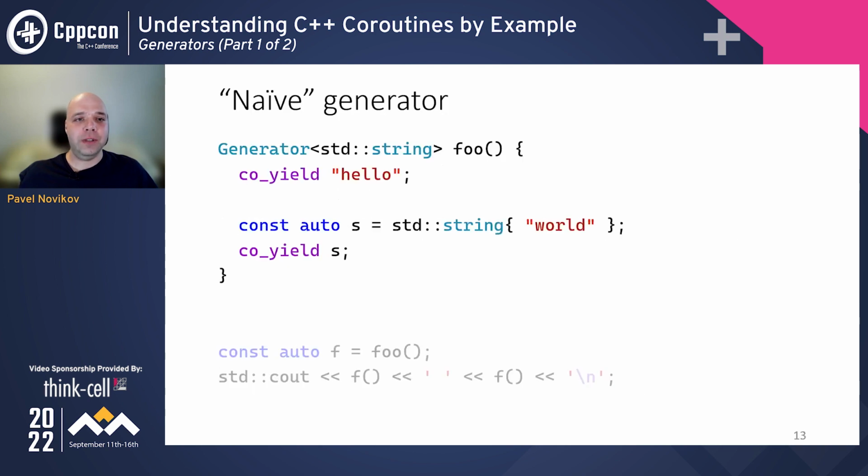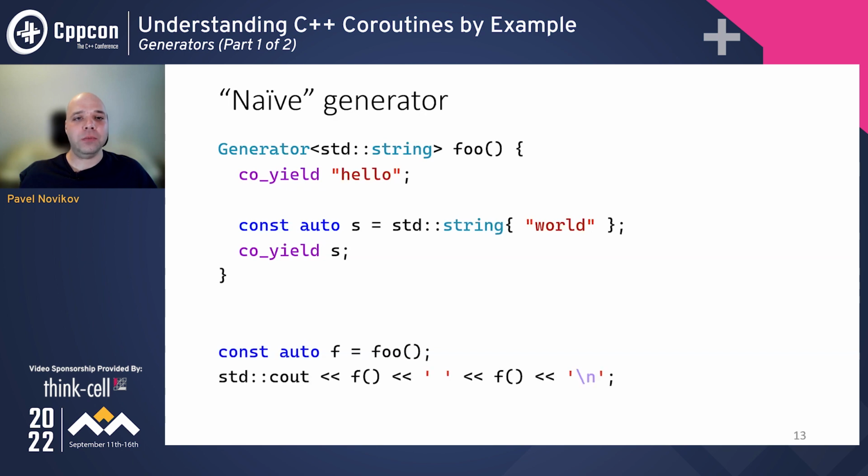And so let's get to coroutines, to generators finally. Here we have a very simple generator, which is supposed to generate string values. And inside the body, we have two yields. We yield a string literal, and at another instance, we yield a nested string constant.